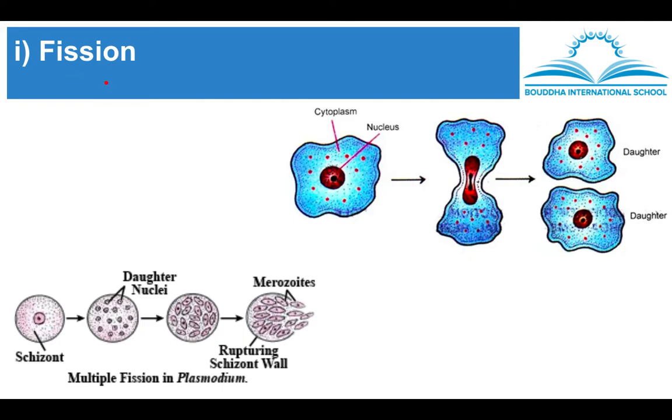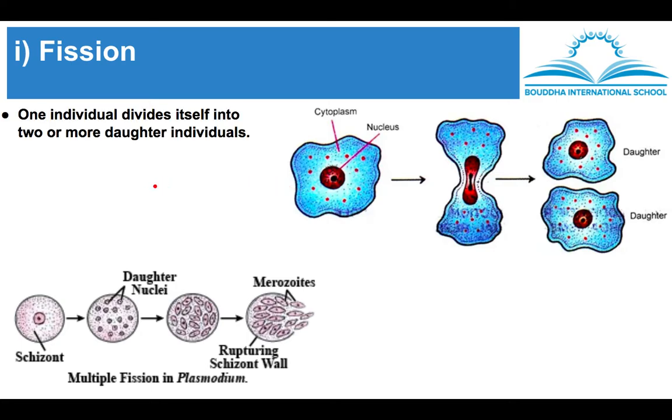Fission is a type of asexual reproduction where a parental body divides and forms daughter offsprings. The meaning of fission is to break down. You can see here in the figure, the parental body is breaking down and forming the daughter offspring, and this kind of reproduction is called asexual reproduction, where there is no fusion of male and female gamete.